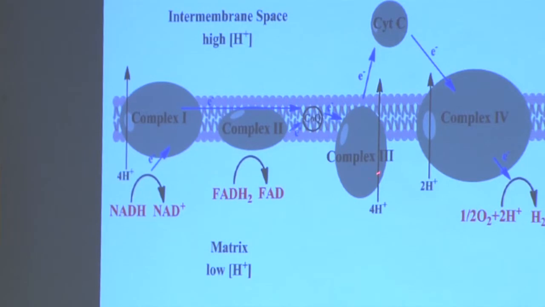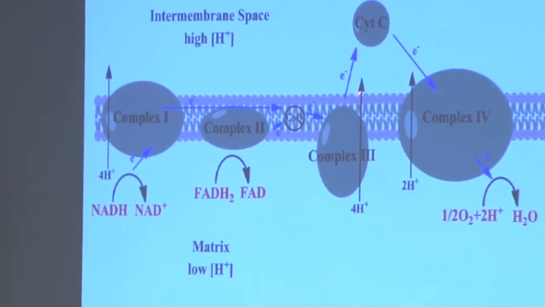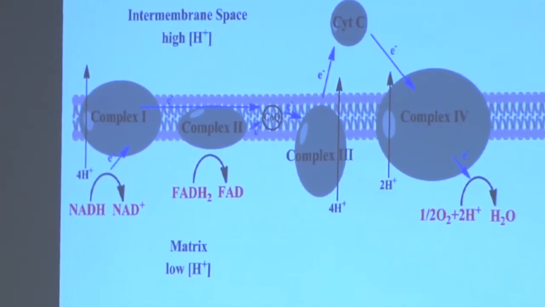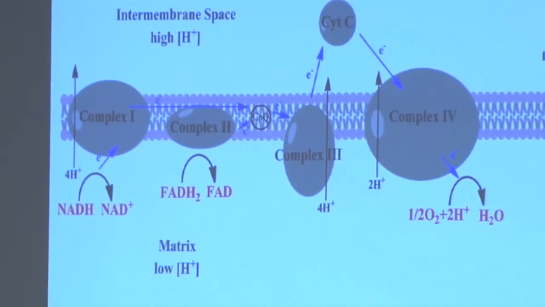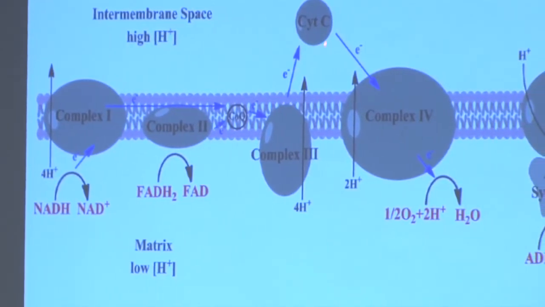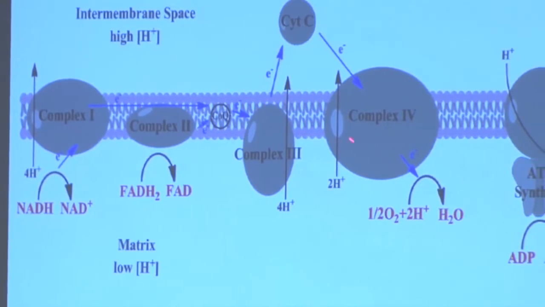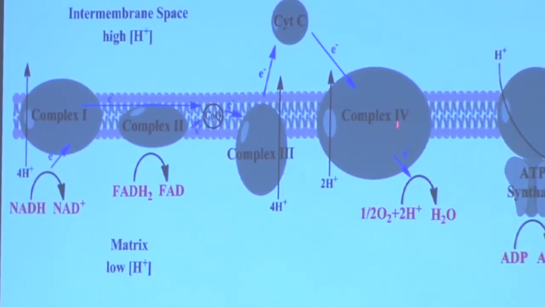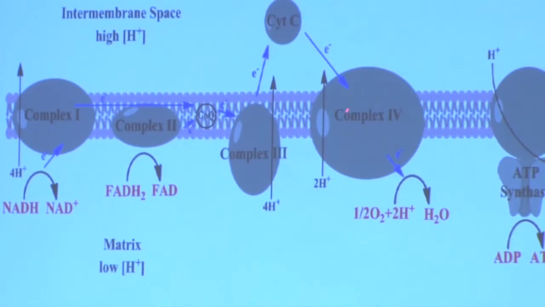Then complex 3 is going to transfer the electrons to cytochrome C. Now cytochrome C is soluble, but not in the membrane. It's soluble in water. It'll diffuse over to complex 4, another membrane-bound complex, and pass off the electrons there. And finally, it's complex 4 that will actually give the electrons off to oxygen, creating your water.